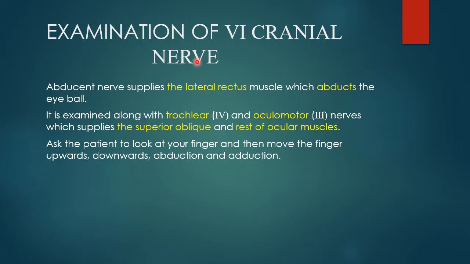Examination of sixth cranial nerve. Abducent nerve. It supplies the lateral rectus muscle which helps in abduction of the eyeball. It is examined along with trochlear and oculomotor nerves which supply the superior oblique and rest of the ocular muscles. Ask the patient to look at your finger and then move the finger upwards, downwards, abduction and adduction.